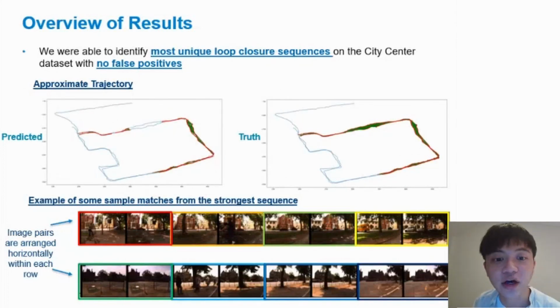Another dataset that we tested on is the City Center dataset, and while we were not able to identify this particular set of loop closure sequences here, we were able to identify most of the unique loop closure sequences with no false positive results. And again, here are some of the example image pairs that our algorithm has identified as well, which are all matching.